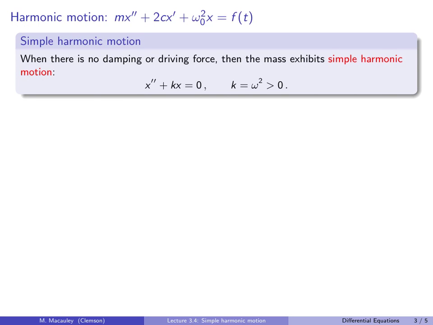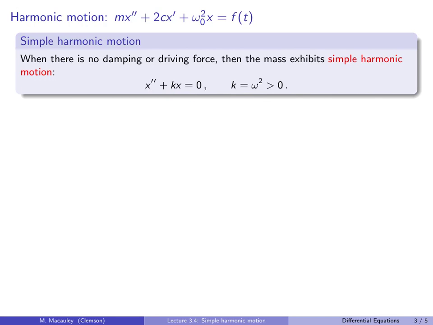Okay, so the simplest case, no pun intended, is simple harmonic motion. And so that's a special case of the general equation, and that happens when there's no damping force, that's this, and when there's no driving force, that's this. And in that case, the mass exhibits simple harmonic motion, and x of t, the displacement, satisfies the following ODE right here: x double prime plus kx equals 0, for some positive constant k.